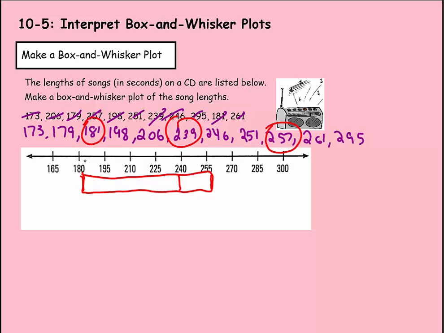Now we just need to come up with the whiskers. And the whiskers go all the way out to the lowest and highest numbers. So 173 is our lowest number, which would be right about here. And 295 is our highest number, right about here. So we go all the way out to those whiskers. And now we've made our box and whisker plot. The median's here, upper quartile and lower quartile here, and the whiskers going all the way out to the ranges.